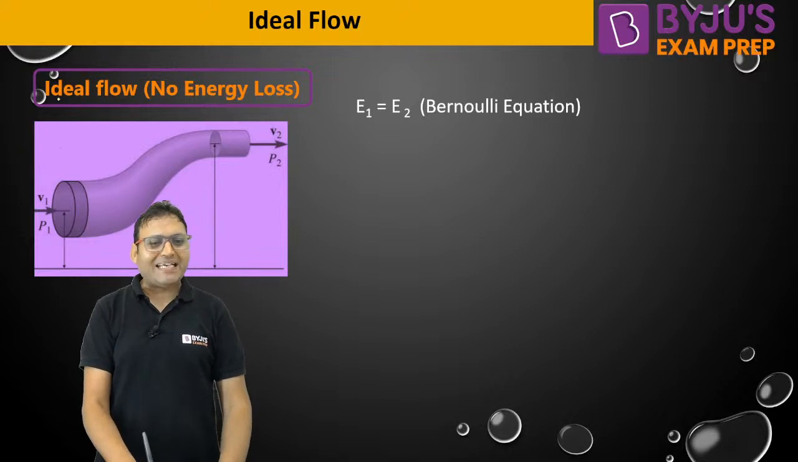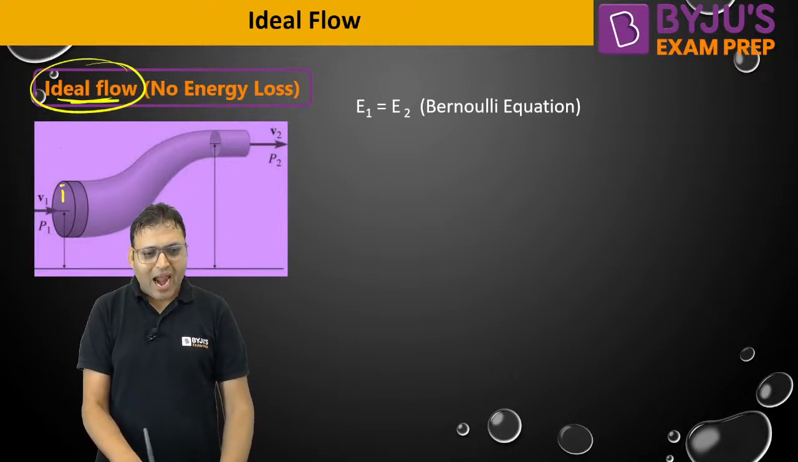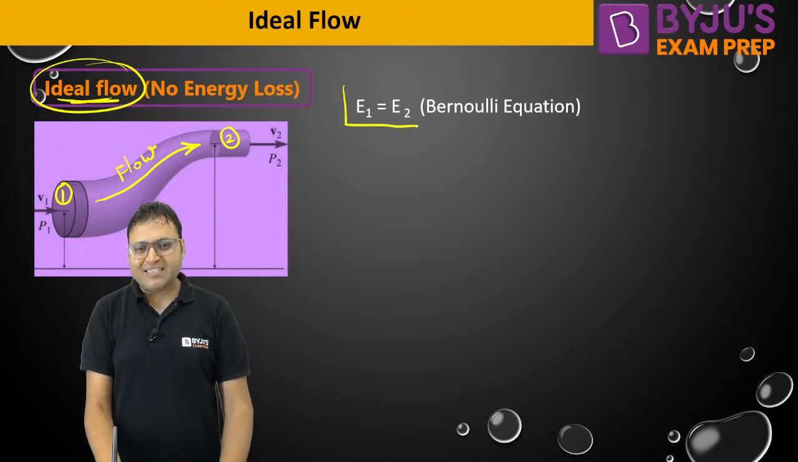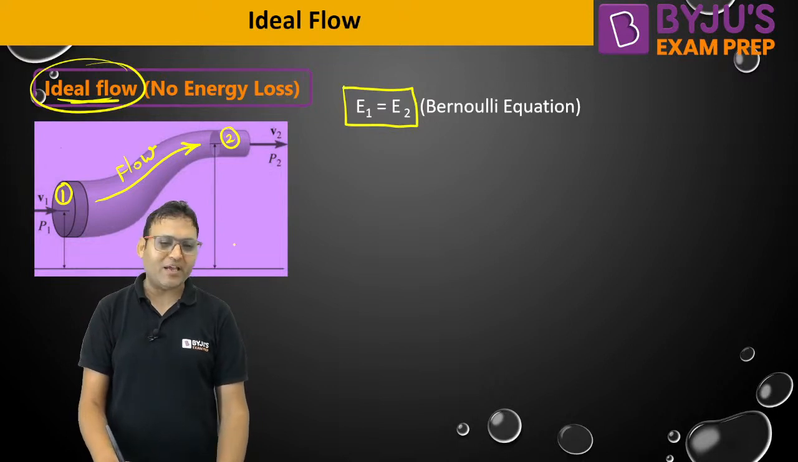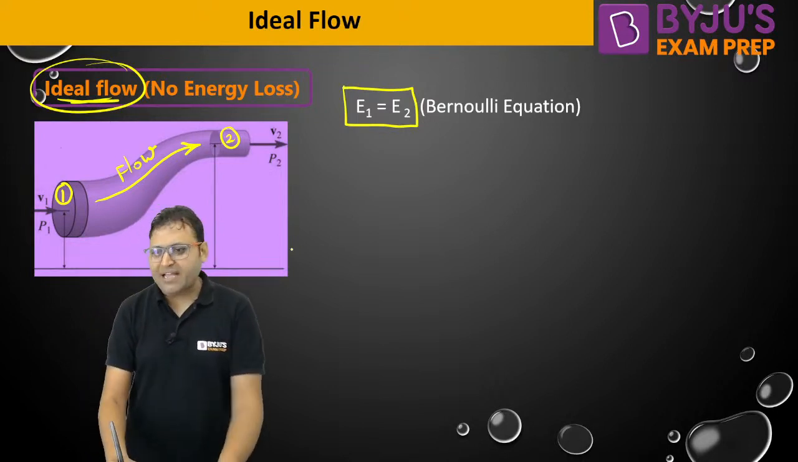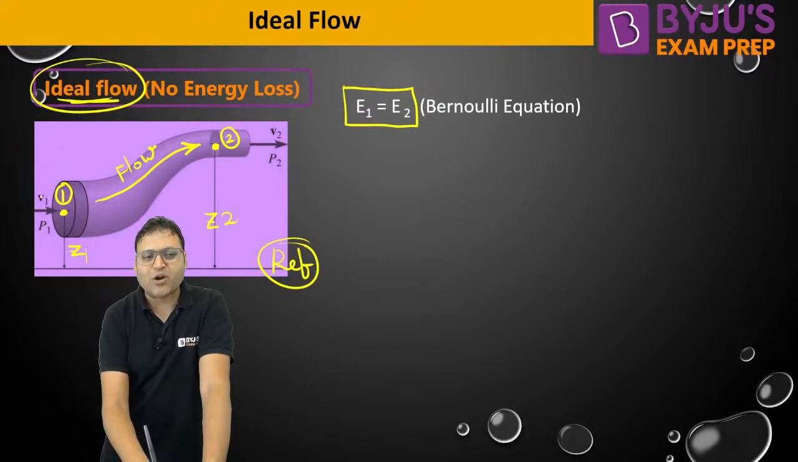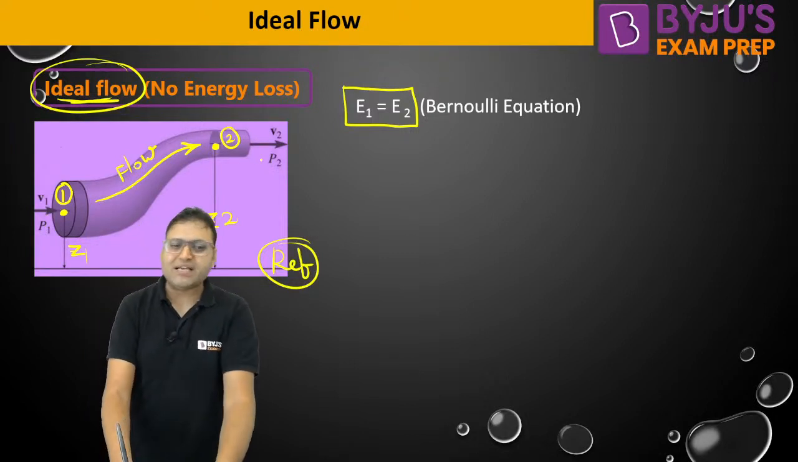Now, when the flow is ideal, what is the meaning of ideal flow? Ideal flow implies that there is no energy loss in the flow direction. If the flow is from 1 to 2, then the total hydraulic energy at 1 should be equal to total hydraulic energy at 2. So what are Z1 and Z2? If this horizontal line is the reference line, Z1 is the vertical height of point 1 from the reference line. Z2 is the vertical height of point 2 from the reference line. P1 is the static pressure at point 1, V1 is the velocity at point 1, P2 is the static pressure at point 2, V2 is the velocity at point 2.